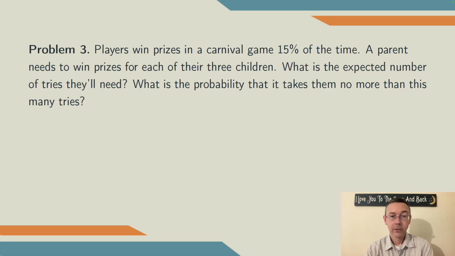Problem 3. Same carnival game, 15% chance of winning on any particular try, but now the parent has 3 children and they need to win a prize for each one. What's the expected number of times they'll have to play, and what's the probability that it takes them no more than that many tries to actually win 3 times?